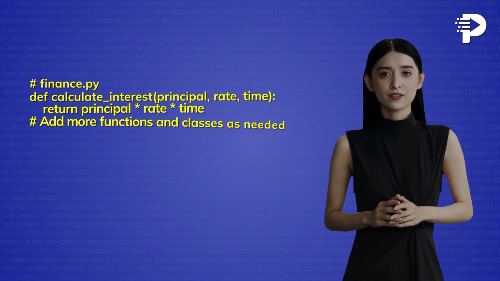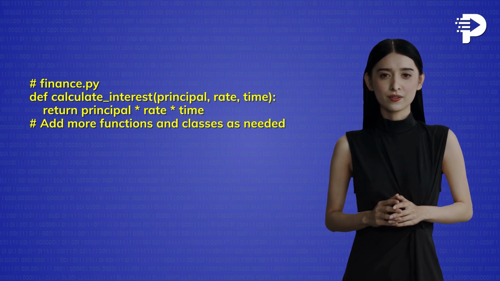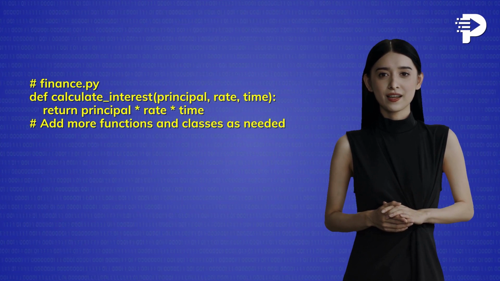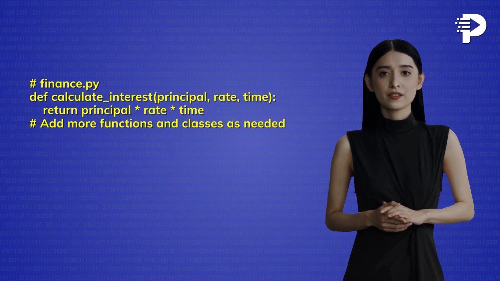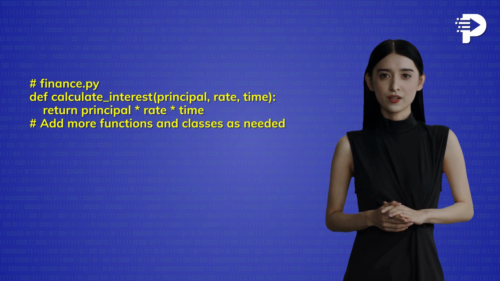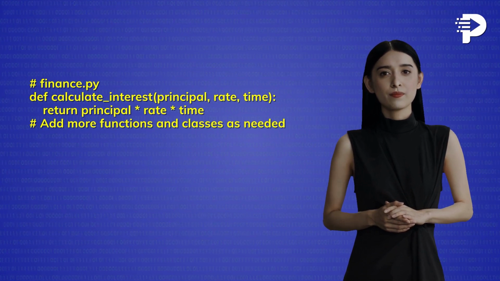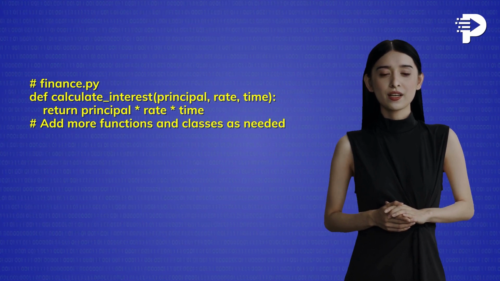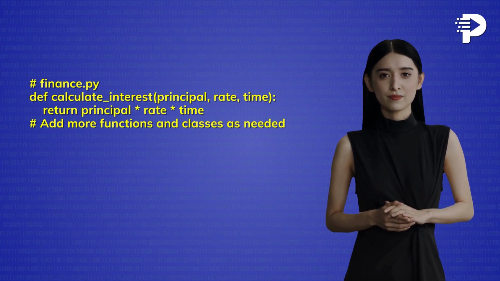First, create a new Python file, finance.py, and define your functions and classes inside it. def calculate_interest(principal, rate, time): return principal * rate * time. Add more functions and classes as needed. Now, let's try to solve the same problem using ChatGPT.